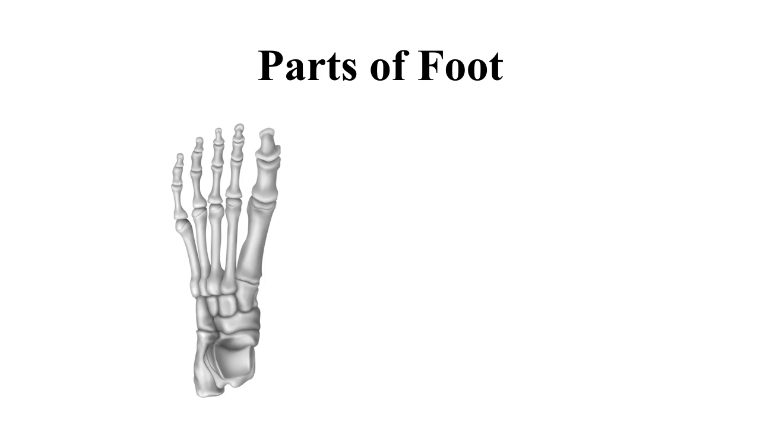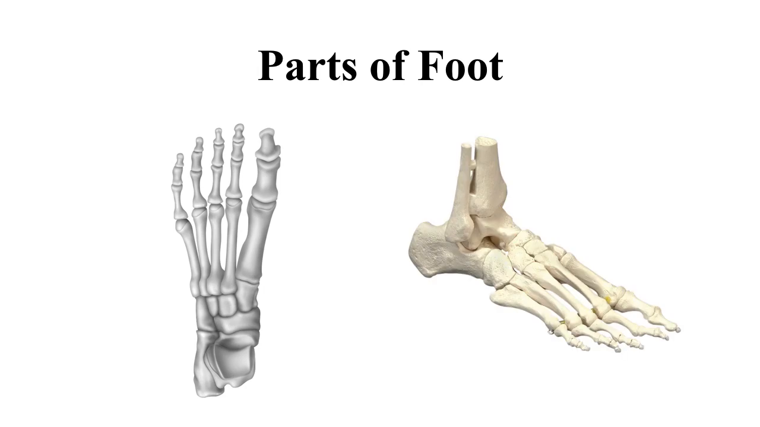Now coming to the parts of the foot: it is divided into three parts by two lines. This picture given here is the AP view of the foot, and this picture is the lateral view of the foot. The first line, the red line, is drawn at the level of the talonavicular and the calcaneocuboid joint. If you see in the lateral view, this is the calcaneum and this is the cuboid. So this line is the calcaneocuboid joint.